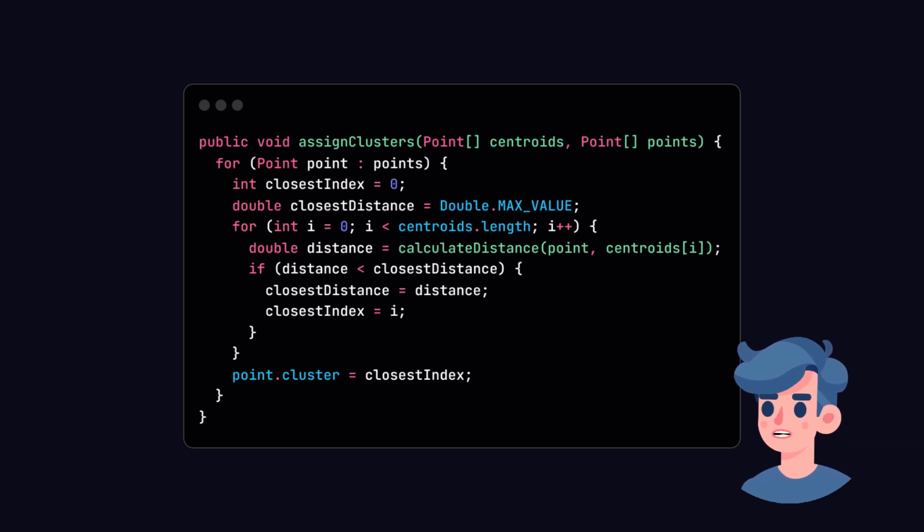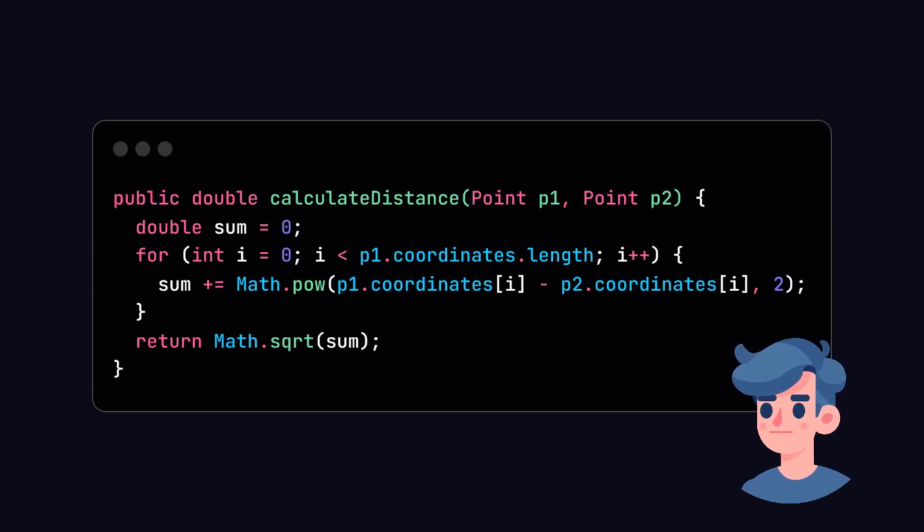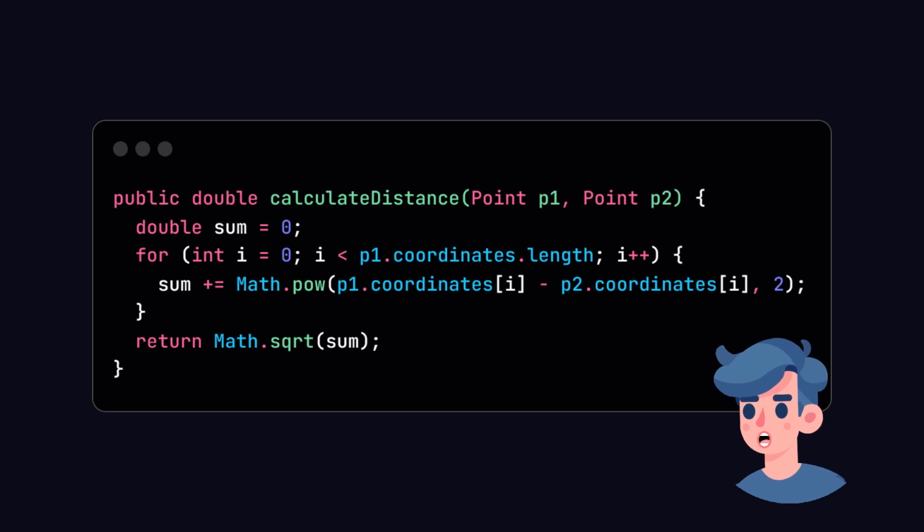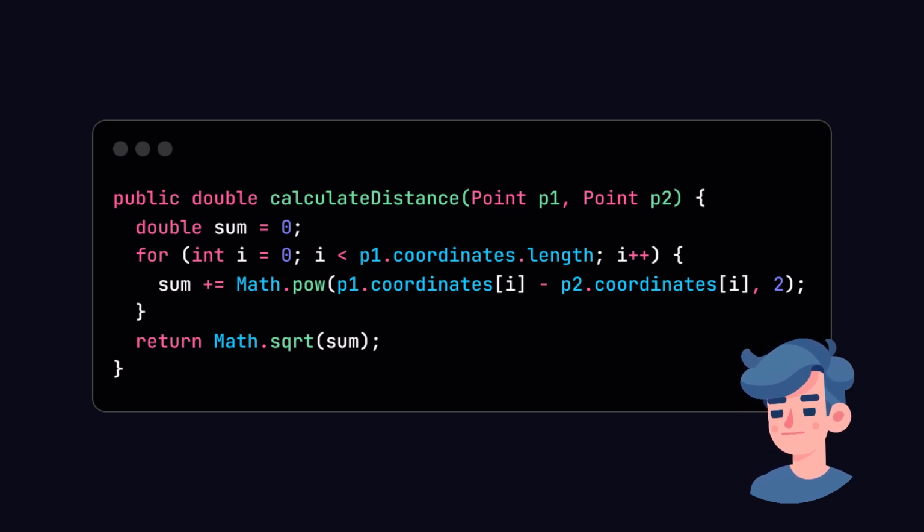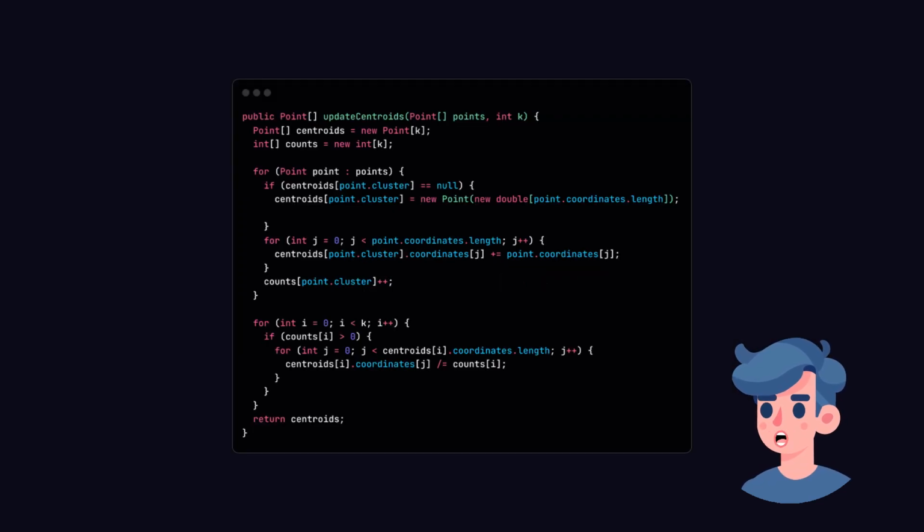Let's implement the method for assigning clusters to each data point based on the closest centroid. Here, we iterate through each point, calculate its distance to all the centroids, and assign it to the cluster of the closest centroid. Now we need a method to calculate the distance between 2 points. This distance metric will help the algorithm determine how close each point is to a centroid.